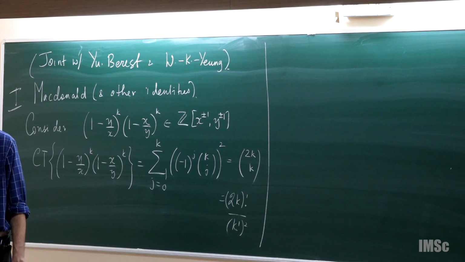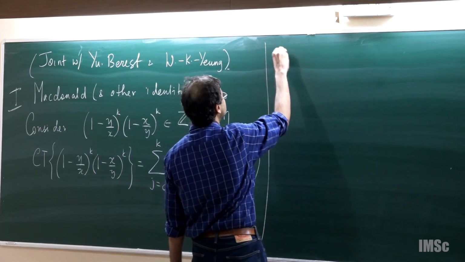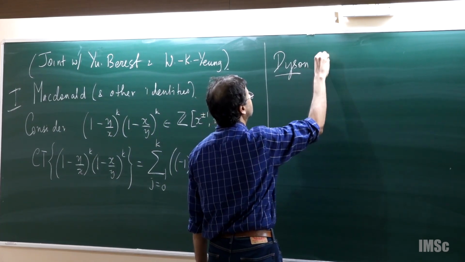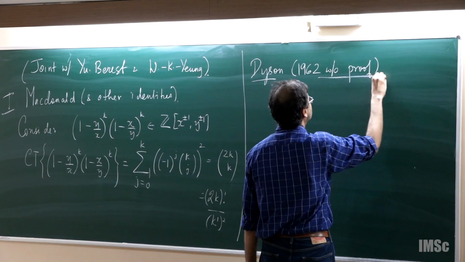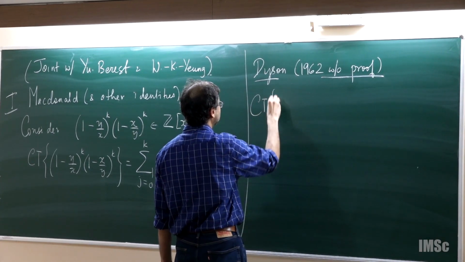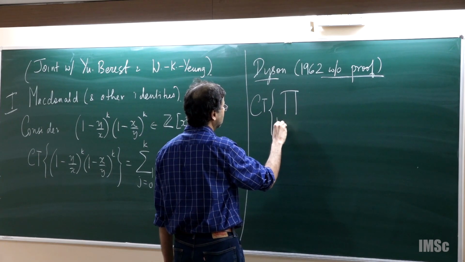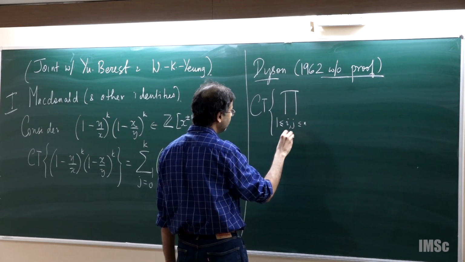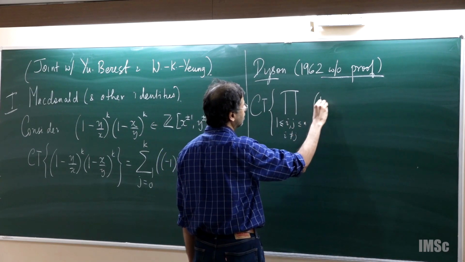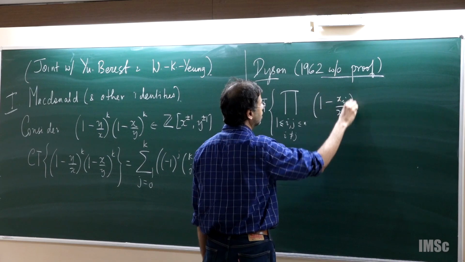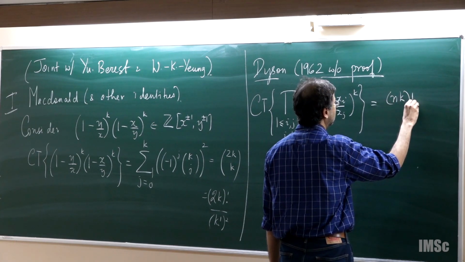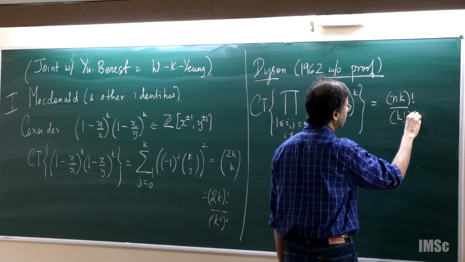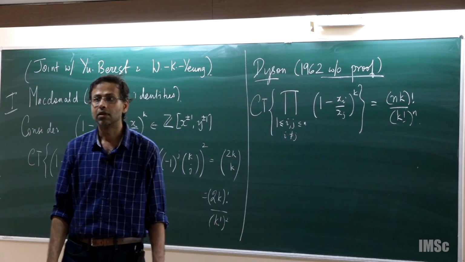In 1962, Freeman Dyson discovered without proof a generalization of this identity. So Dyson, 1962, without proof. He showed that if I take the constant term of the same kind of expression with n variables, or he didn't show but he observed. So this is nk factorial over k factorial to the n. He only observed this but was not able to prove this, right?